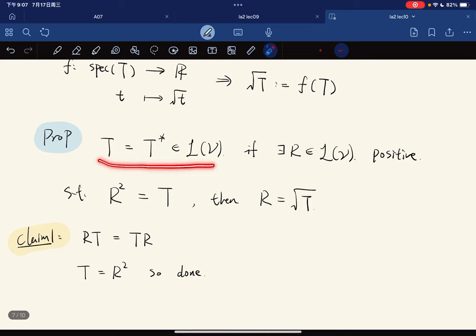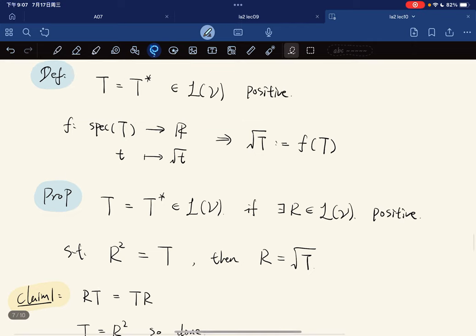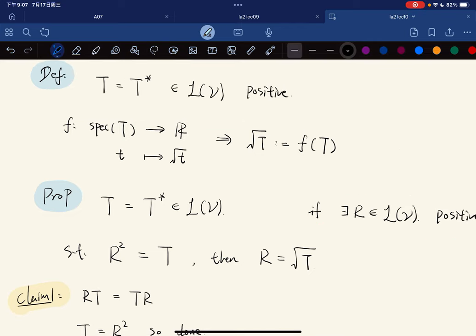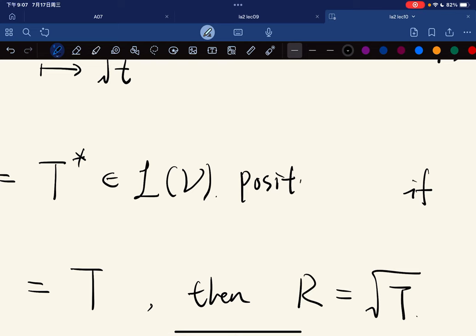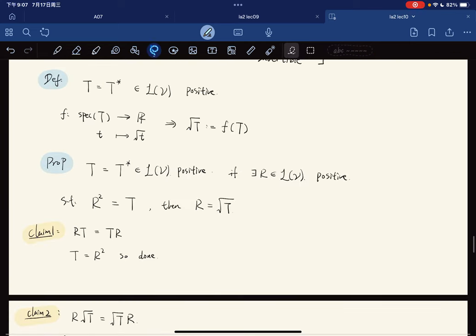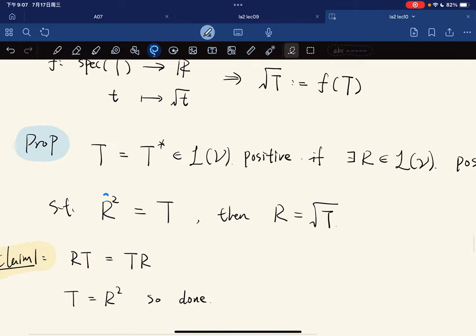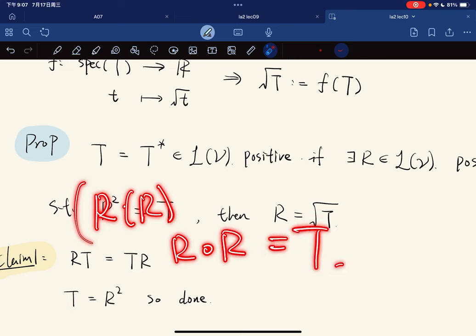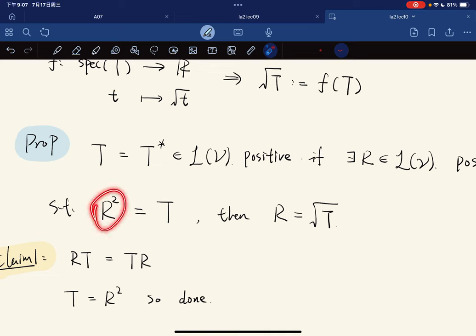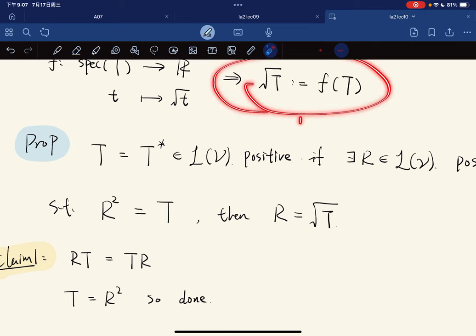If T is self-adjoint and positive, and there exists another positive operator R such that R of R, the composition squared, the multiplication on the algebra of operators, is equal to T, then R will be equal to the square root of T, the functional calculus definition.